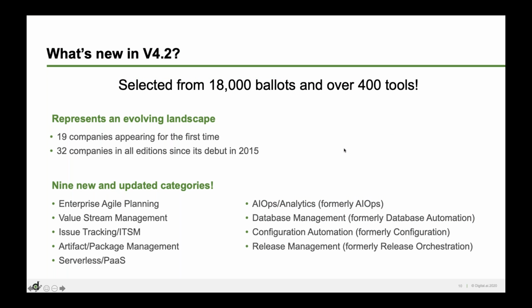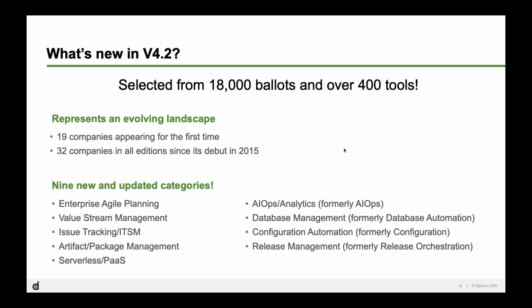So, this is version 4.2. The previous version was version 3. You might want to know what's new about version 4.2. Well, a bit of background about how this table was created. Earlier this year, we had a voting process where users like yourself were able to vote on your favorites and what you think are the most useful DevOps tools. We selected from over 18,000 ballots across over 400 different tools to form this latest version of the table.